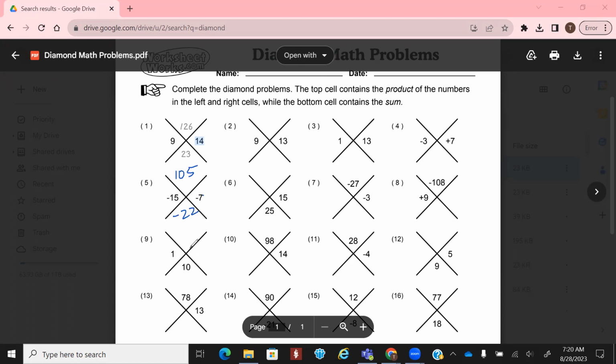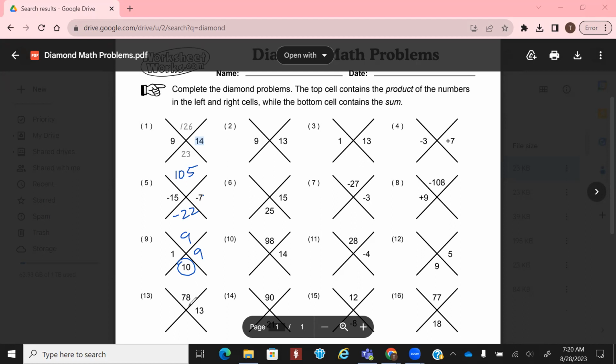On the next one, they don't give you the other number, but they do give you what they add up to. So what plus 1 would give me 10? 9. And then 1 times 9 would give me what? Yep.